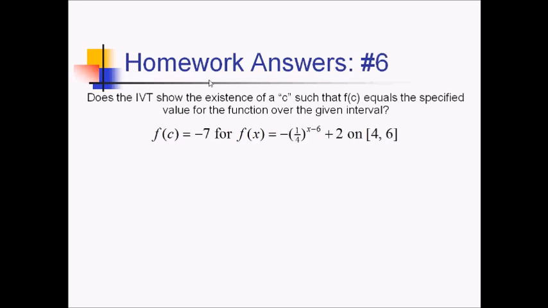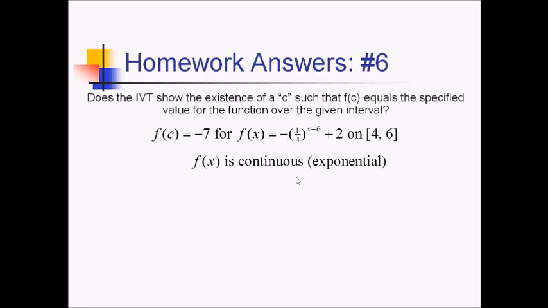On this problem, we're trying to see if the IVT shows the existence of a c value such that f of c is negative 7 for this function between the x values 4 and 6. Since we're using intermediate value theorem, let's check for continuity before anything else. This is an exponential function of some sort, and exponential functions we know are continuous everywhere, so we're good for the interval from 4 to 6, or anywhere else. So next we check the beginning and the ending y values.